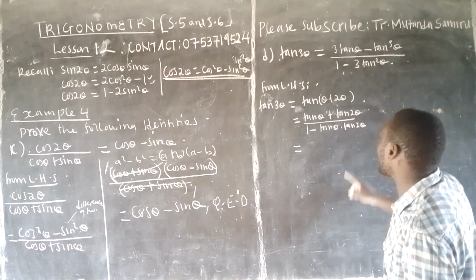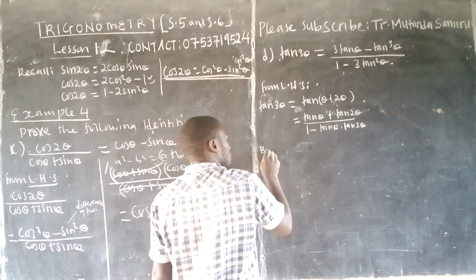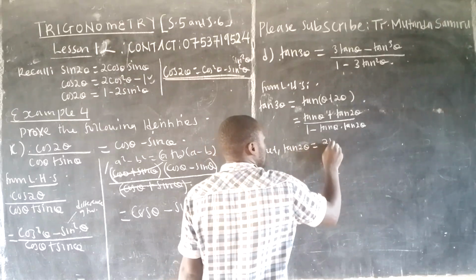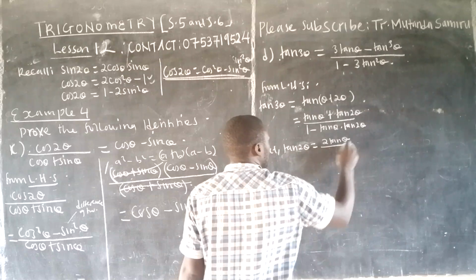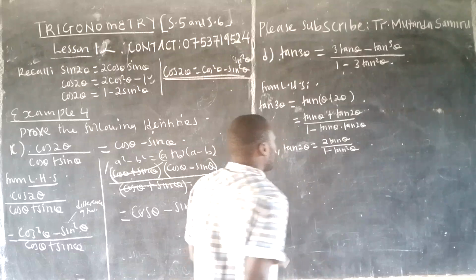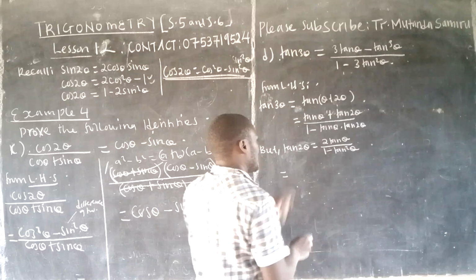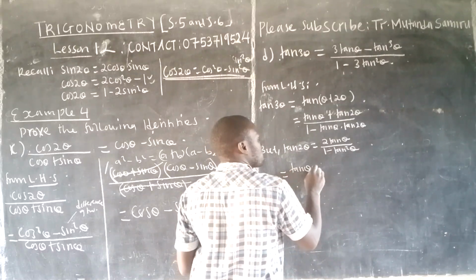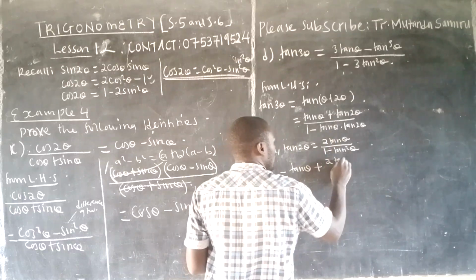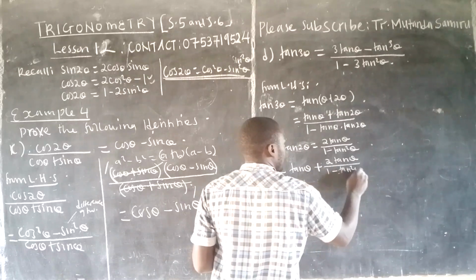But you all know the identity: tan 2θ is equal to 2 tan θ over 1 − tan² θ. We proved this. This is also an identity, meaning that where I have tan 2θ, you can put this. So this will give us tan θ plus, where tan 2θ is, we shall put 2 tan θ over 1 − tan² θ.